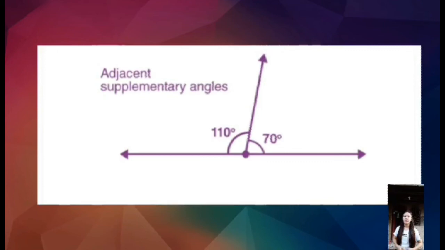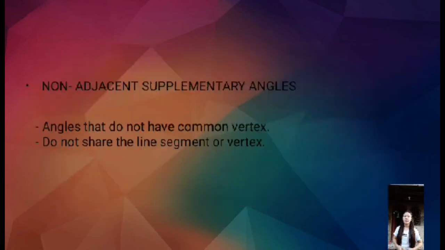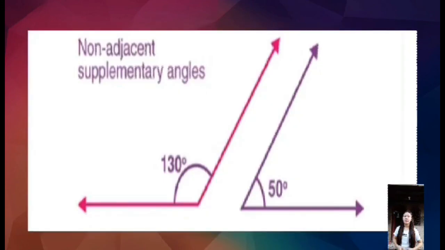The non-adjacent supplementary angles. These are angles that do not have a common vertex. The non-adjacent supplementary angles do not share the line segment or vertex with each other. For example, the supplementary angles 130 degrees and 50 degrees in the given figure are non-adjacent to each other.